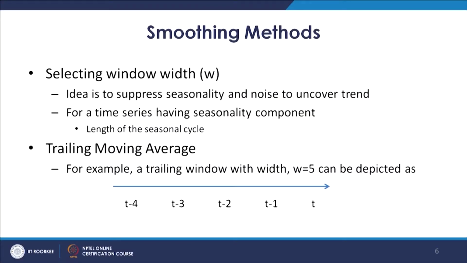Now, let us move to the trailing moving average, which is the method that can be used for forecasting. Again, if we take the same example, we take a trailing window with width w equals 5. It can be depicted in this fashion. You can see here this is the time t, and then we have time t minus 1, the most recent value, then t minus 2, t minus 3 and t minus 4. So it is the most recent values, or the past consecutive values, which are going to be used in computing the moving average.